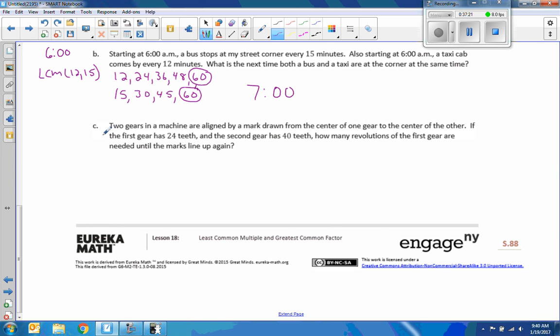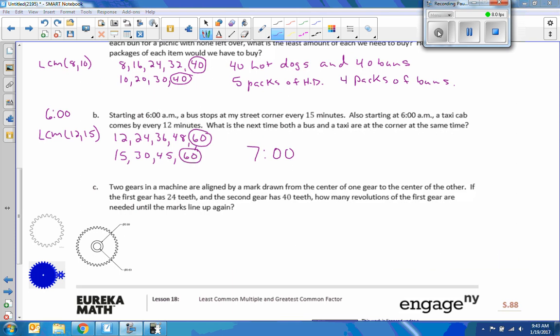All right. C, two gears in a machine are aligned by a mark drawn from the center of one gear to the center of the other. If the first gear has 24 teeth and the second gear has 40 teeth, how many revolutions of the first gear are needed until the mark lines up again? Okay, I wanted to bring in some pictures to explain to you what this question is asking.